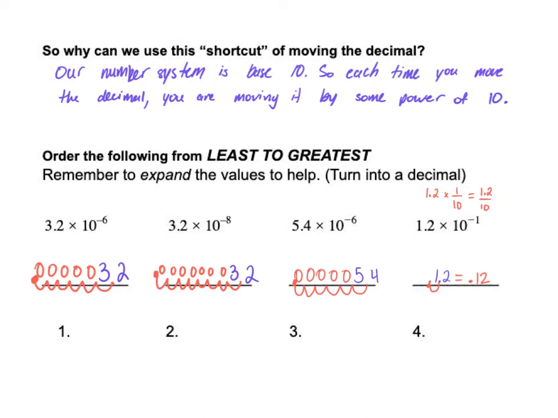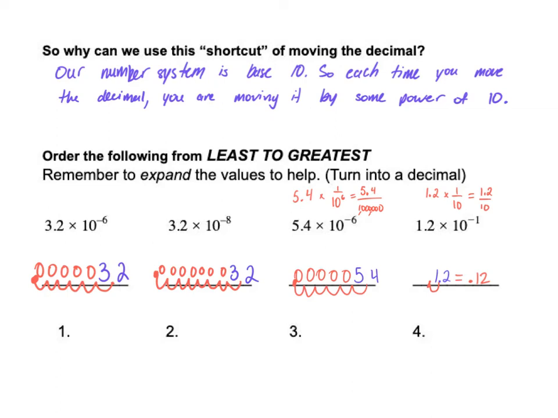And again, we could have gone back and said this is 5.4 times 1 over 10 to the 6th, which is 5.4 divided by 1,000,000, so divided by 10 to the 6th. That's why we're getting very, very small numbers.